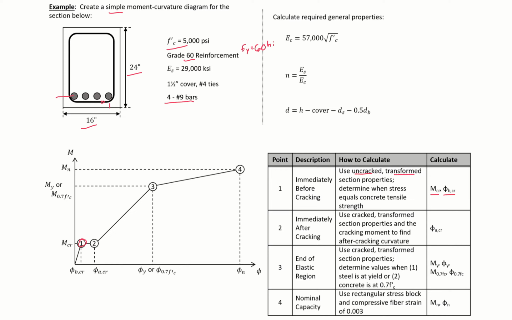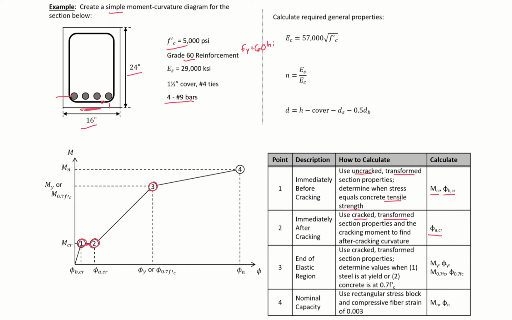What we'll do is determine when the stress equals our concrete tensile strength in the bottom of our section, and find the moment to cause that point. The next point we'll find is our immediately after cracking point, or point 2. Our section is going to go through some inelastic rotation as the concrete stress is transferred from our concrete to our steel. And to find this point, we'll use our cracked transformed section properties, and we'll find our after cracking curvature. We'll then find the end of our elastic region, point 3.